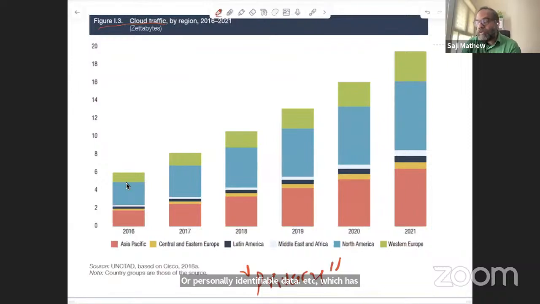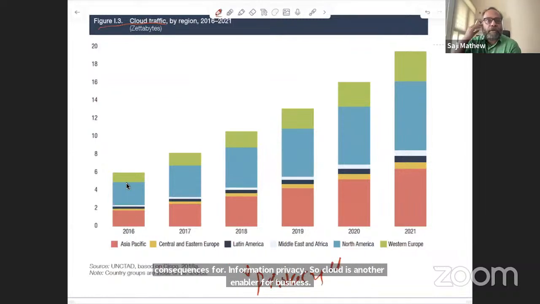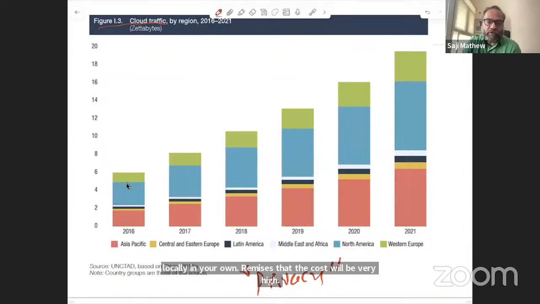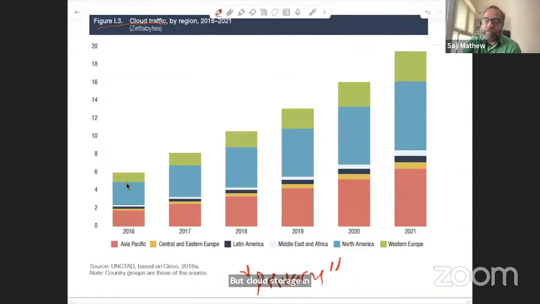So cloud is another enabler for business analytics because if you have to store all this data locally on your own premises, then the cost will be very high. But cloud storage, particularly Amazon Web Services, is being used with different business models by leading companies. So the cost and the volume are accounted for thanks to cloud technologies.